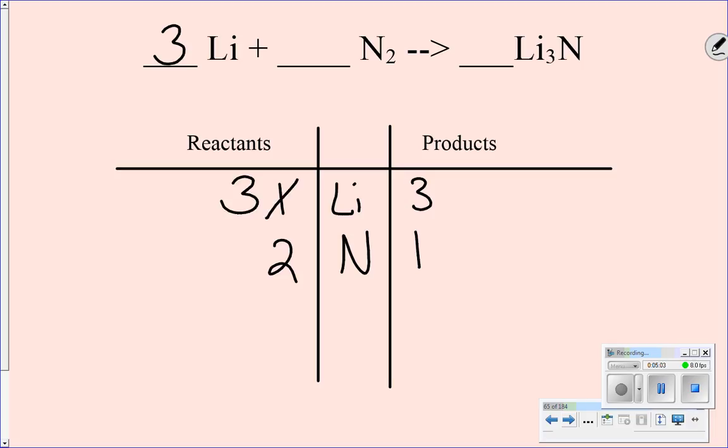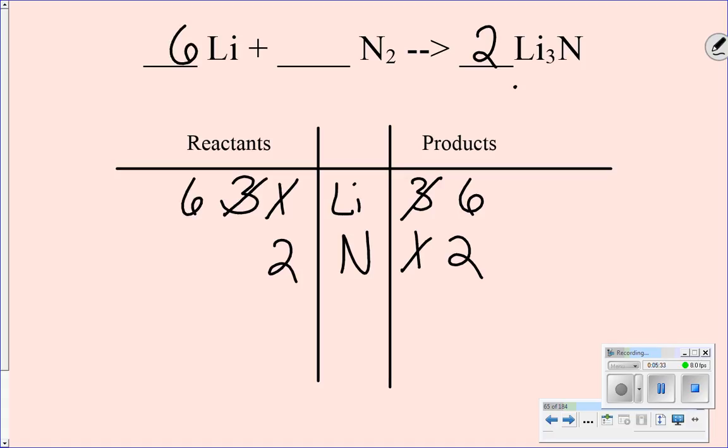Now I fix that. Now I got to fix nitrogen. So in order to fix nitrogen, the problem that I'm going to run into is I need more nitrogen right here. If I put a 2 there, changes that to 2, but what does it do to lithium? Turns lithium into a 6. So you may be like, oh no, what do I do now? Well, I can go back over to the other side and get rid of my 3. And since I want 6 lithiums, I'm just going to put a 6 there.